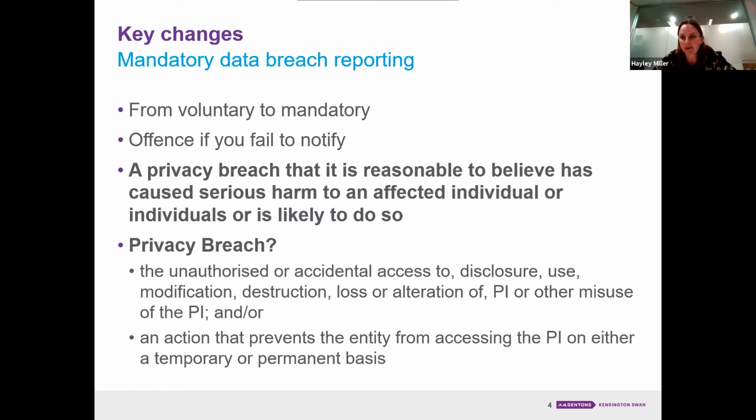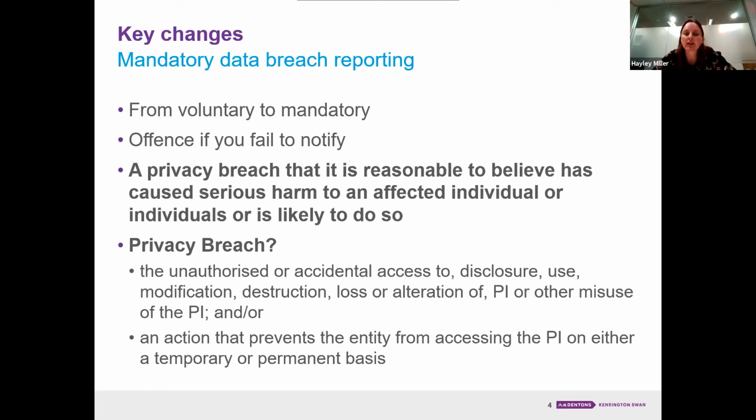So what is it that you have to notify? Some of the earlier versions of the privacy bill didn't have a materiality threshold, and obviously that wouldn't have been ideal. So what they've done is said that a privacy breach that is reasonable to believe has caused serious harm to an affected individual or individuals, or is likely to do so, is the test. And obviously there's going to be more guidance in terms of what that is.